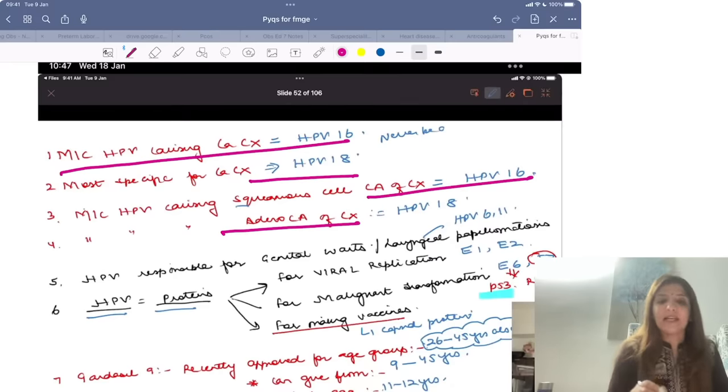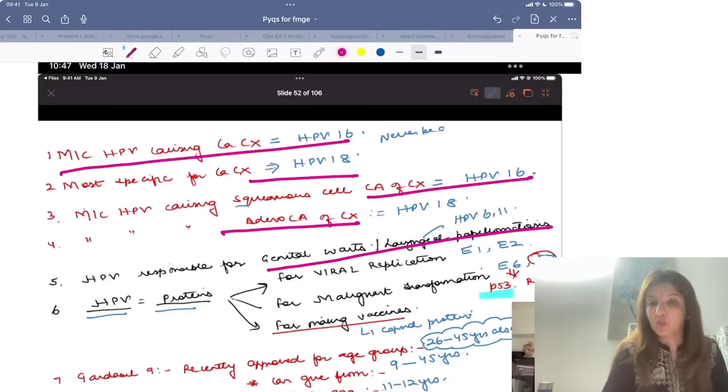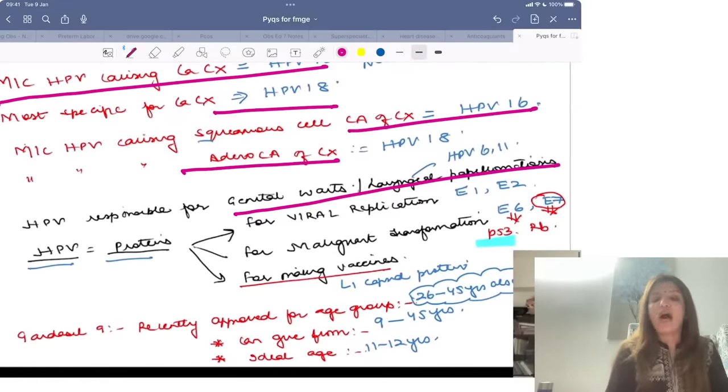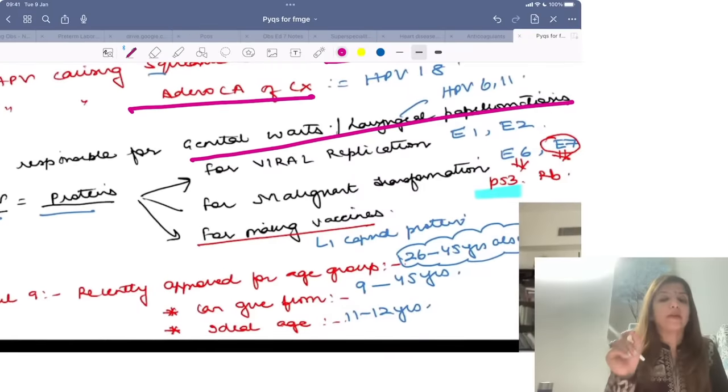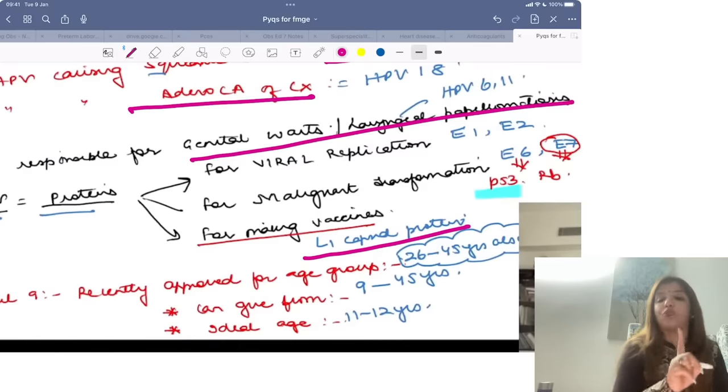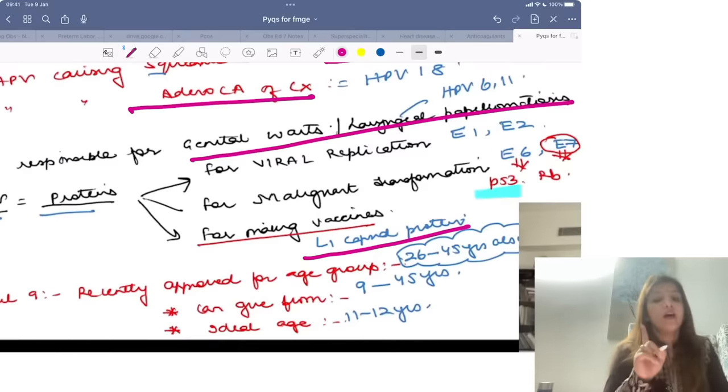HPV 6 and 11 are responsible for genital warts and laryngeal papillomatosis. Please remember, about HPV they also ask which protein of HPV is used for making HPV vaccines. So, L1 capsid protein is used for making HPV vaccine. HPV vaccine is very important. Recently, Cervavac has been made in India. Cervavac is the first quadrivalent vaccine which has been made in India. Right?